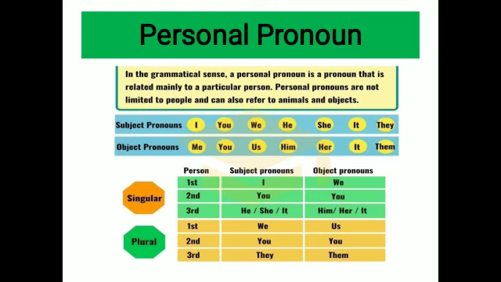The next base is according to number, singular or plural. When they are singular, they are I, you, he, she, it, him, her, etc. When they are plural, they are we, you, they, us, you, them. The third one is the point of view. First person, second person, or the third person. When they are first person, they are I, we, or us. When they are second person, they are you. And when they are the third person, they are he, she, it, him, her, they, them, etc.